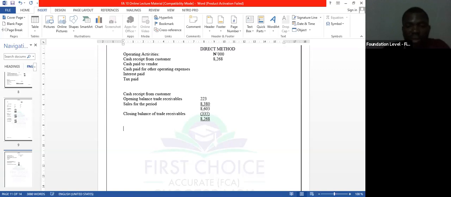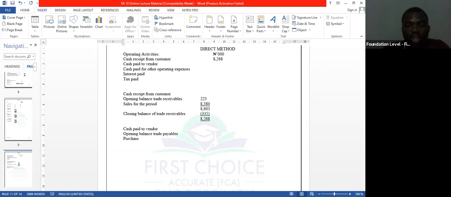So we have another workings. We have cash paid to vendors. So let's calculate cash paid to vendors. What is the information that we need? We need the opening balance. Opening balance for what? Trade payables. And we need purchases. No, it's vendors, so we are relating it to purchases.